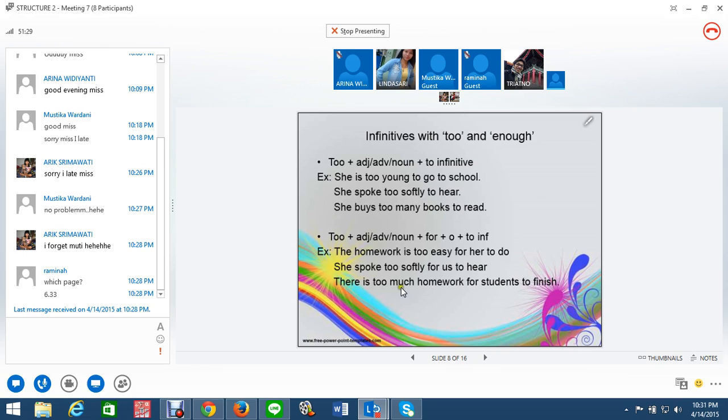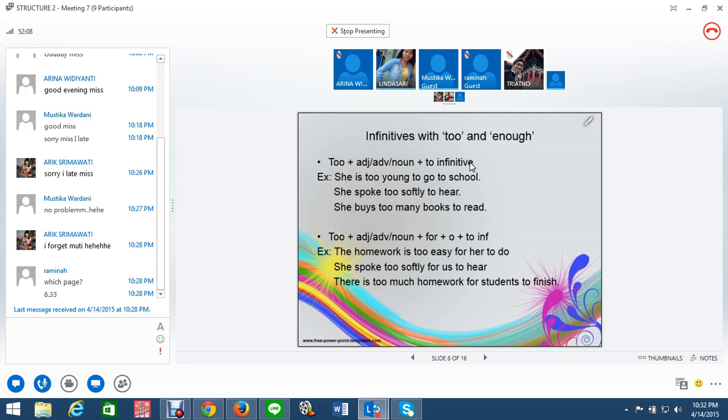Don't worry, I'll share this PowerPoint. Now let's move to the next page. It is located in 6.42. It talks about infinitive with to and enough. Here I have summarized some important points relating to this topic. The first we are going to discuss is too: too plus adjective, adverb, or noun, plus to infinitive.